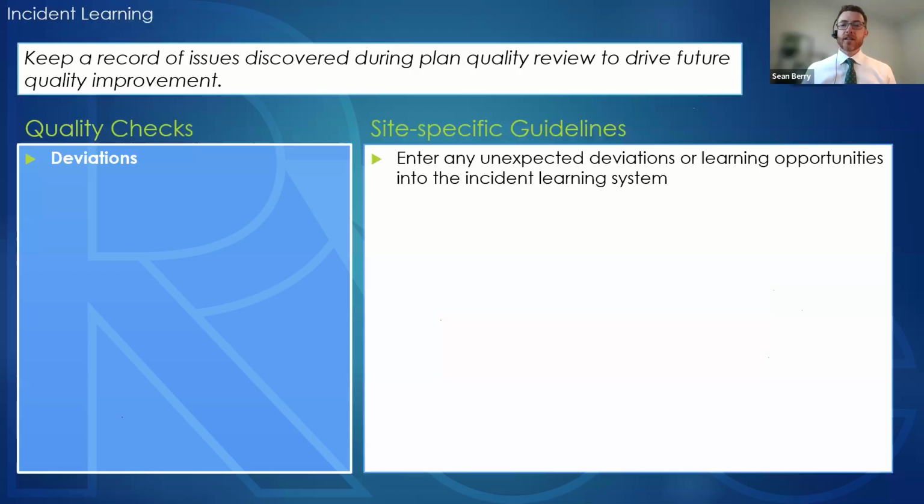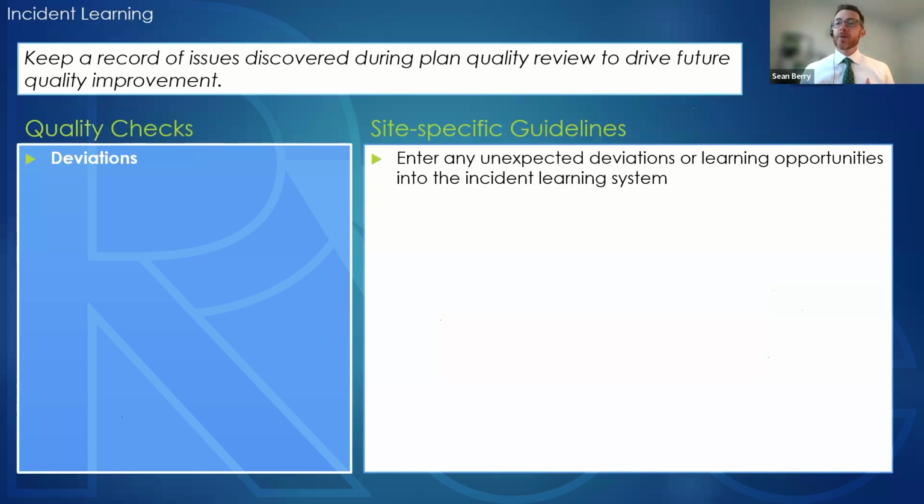And then when it comes to incident learning, I can guarantee you that as you're doing these plan checks or plan quality reviews, you're going to find problems. I can also guarantee that unfortunately, you're going to miss problems that exist. They're going to slip past you. Everybody makes mistakes. This is a very complex process with many, many steps. So mistakes will slip through.